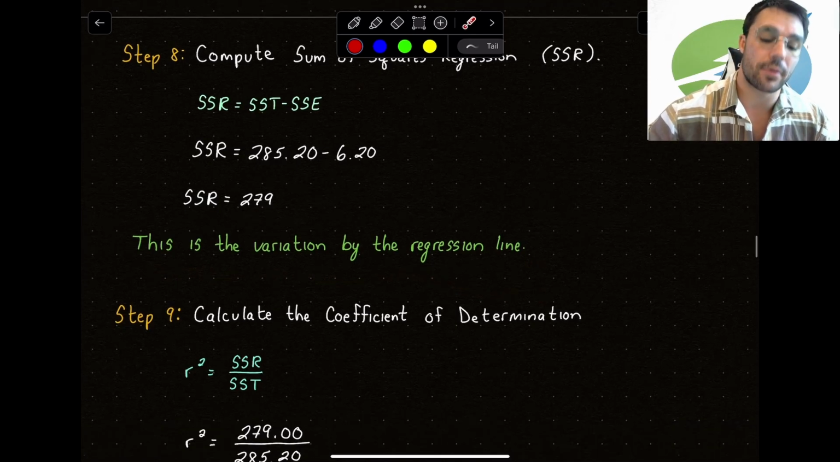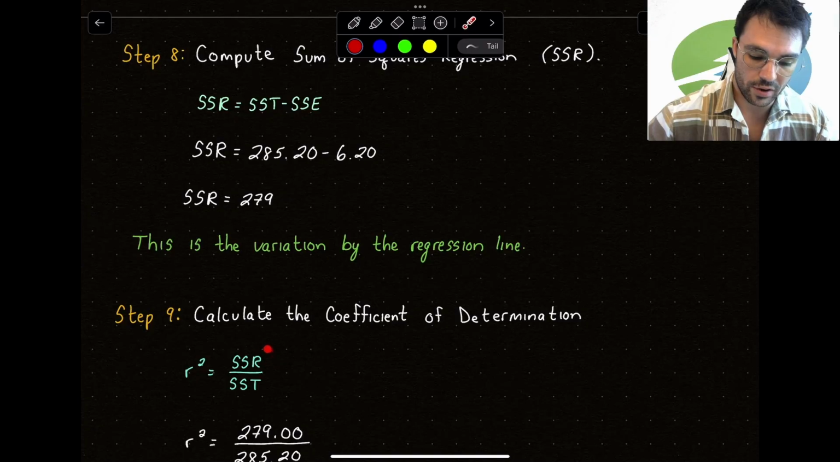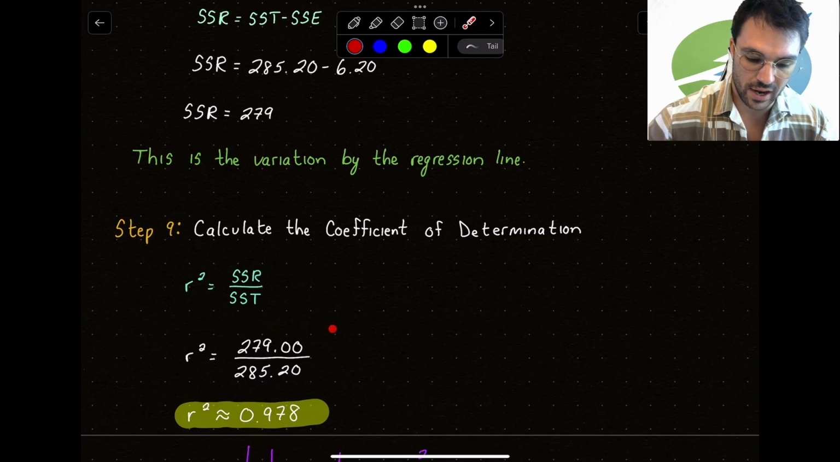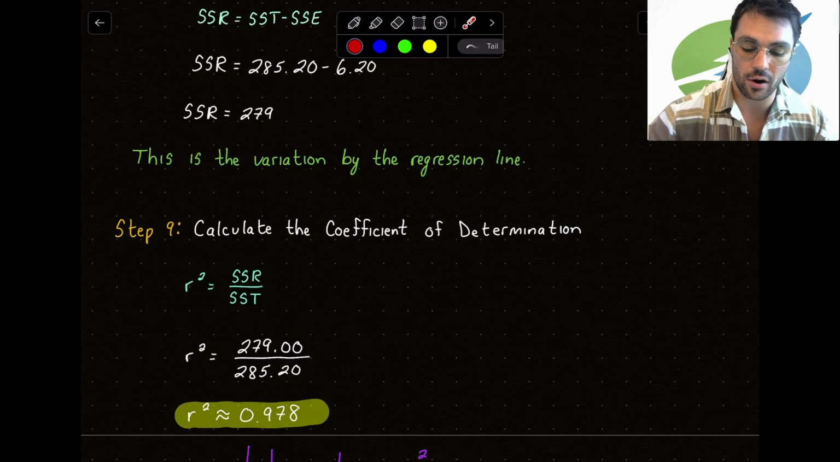And our last step, finding R squared. Now that we have SSR, we divide that by SST. So our SSR was 279, our SST was 285.20. We divide them and we get roughly 0.978. And that is how we find our coefficient of determination. Now, I know that was fun. I'm sure we noticed that the correlation coefficient is denoted as R, and the coefficient of determination is denoted as R squared.